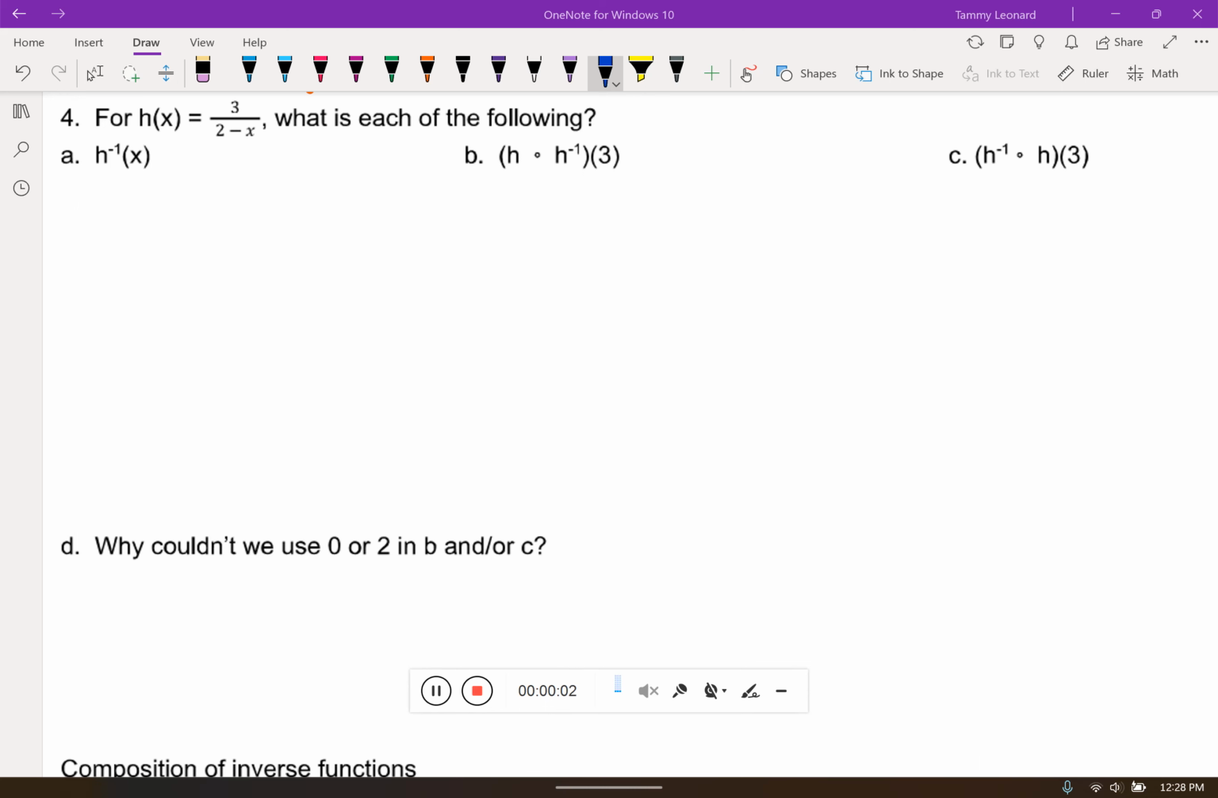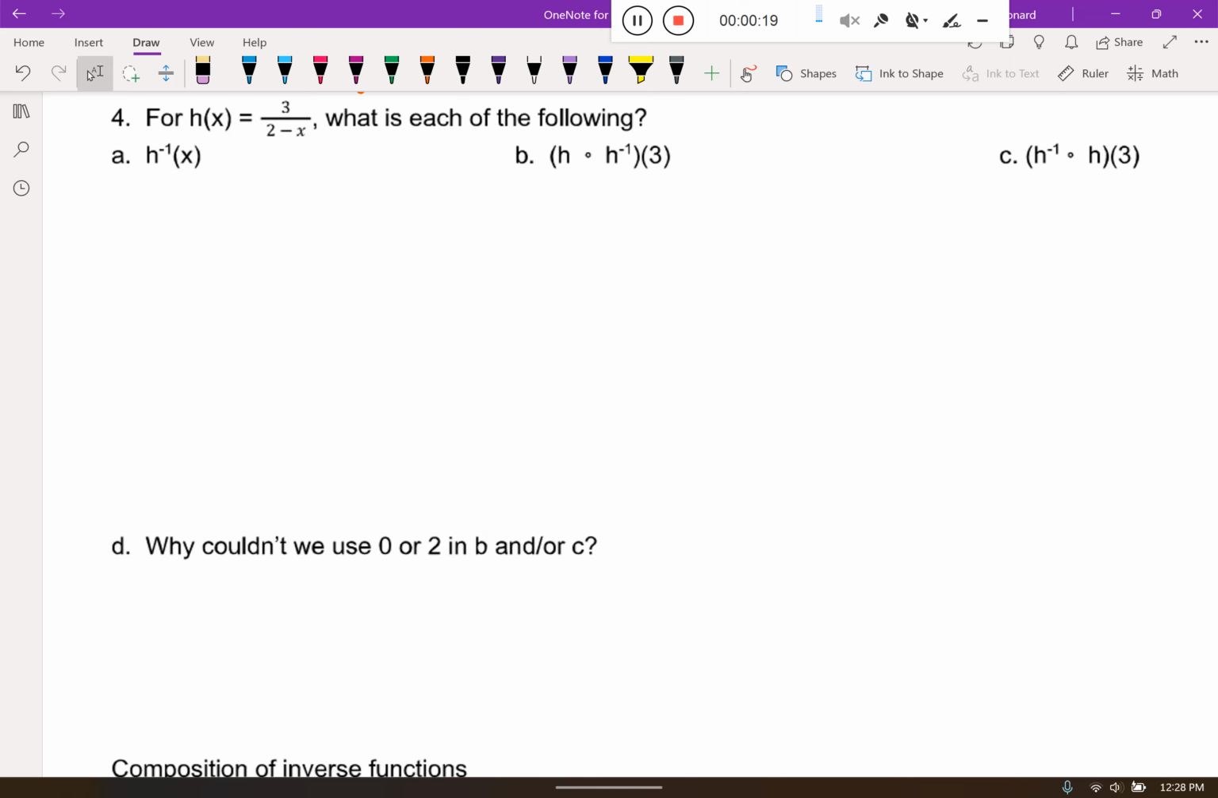In question 4, we're given the function h of x equal to 3 over 2 minus x, and we're asked to calculate some compositions of functions, as well as an inverse of a function. So first we're asked to calculate the inverse of h of x. Remember, when we calculate an inverse, we essentially swap x and y and then solve for y. So we're going to say x equals 3 over 2 minus y.